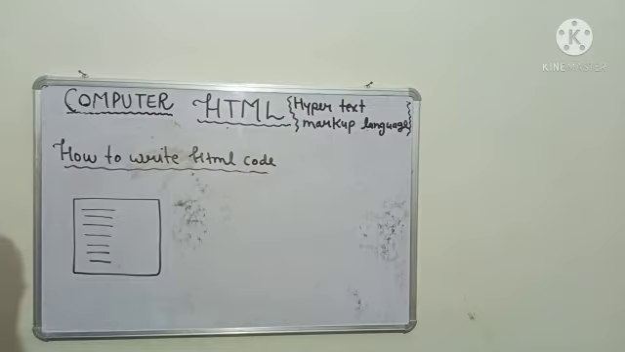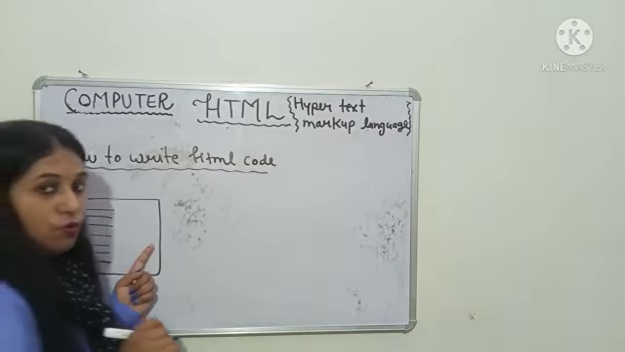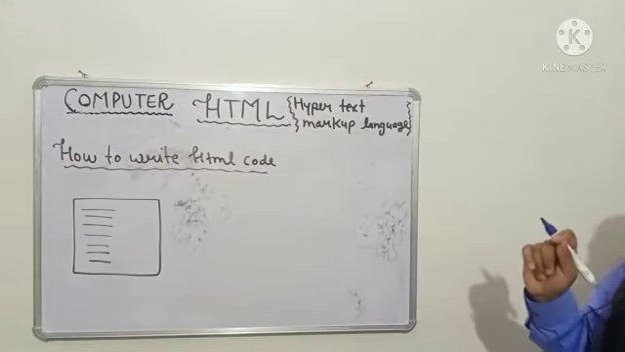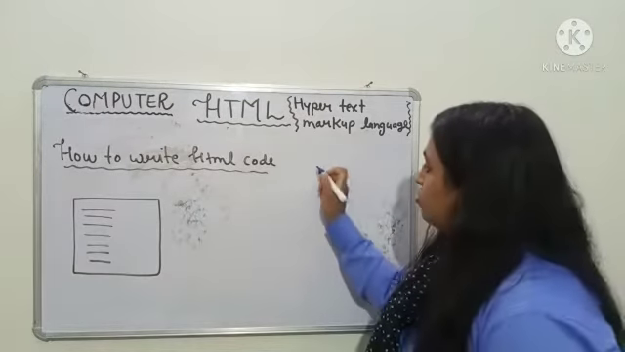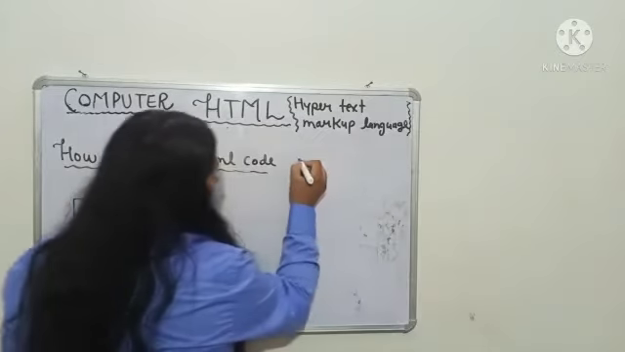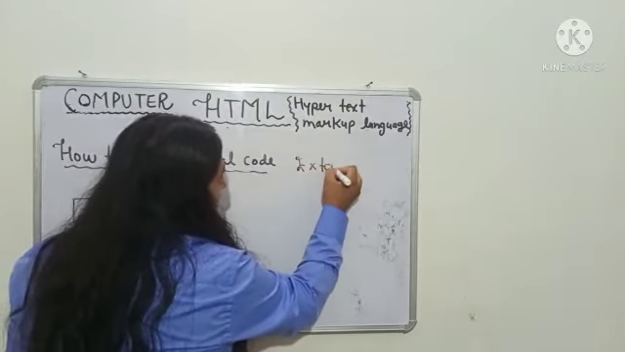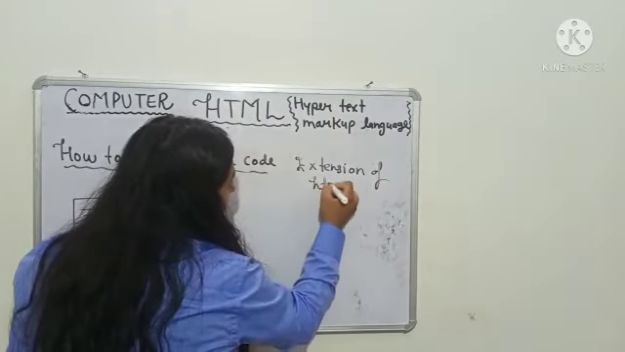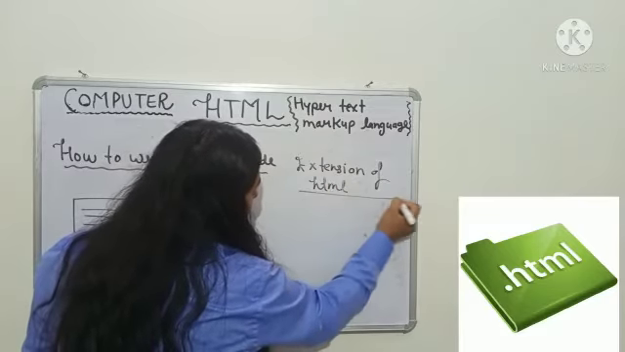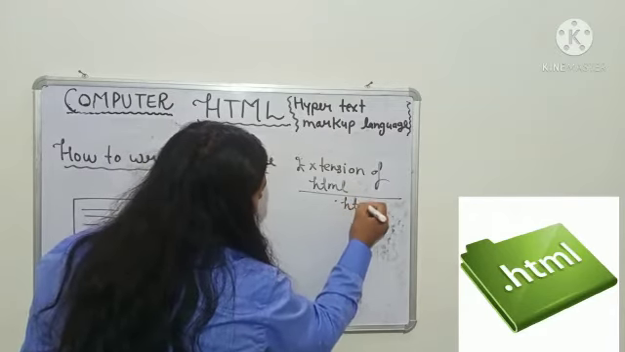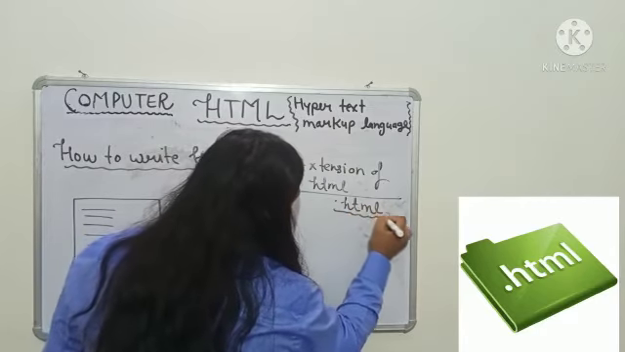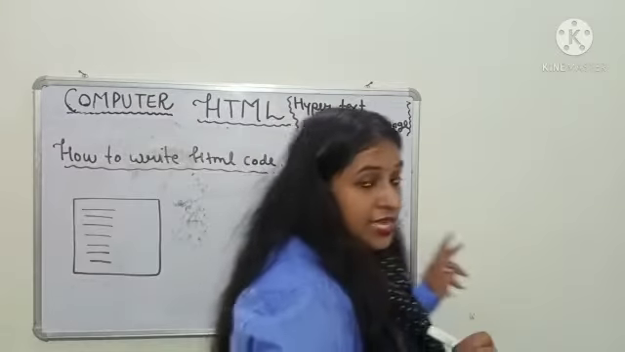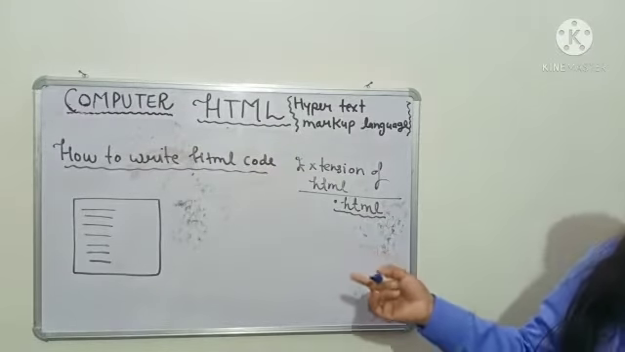Now the next step is I want to save this code with the help of an HTML extension. So the question is, what is the extension of HTML? The extension of HTML is .html. Again I am repeating, .html is the extension of HTML language, right?